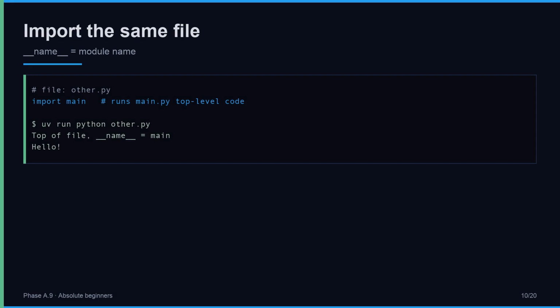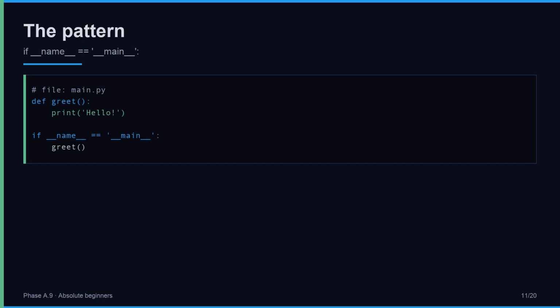Now look at what happens when a different file imports main. other.py has one line, import main. When you run other.py, Python reads main.py, runs its top-level code, and the print inside main.py now shows name equals main, the module name, not the string "__main__". Same file, same code, but Python set the variable differently because the file was imported, not run directly. Imported, not run.